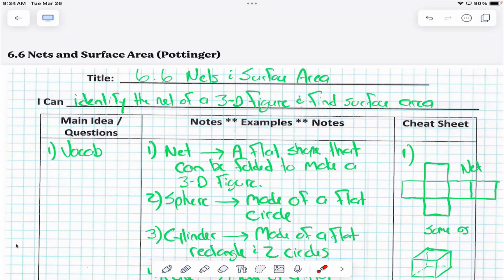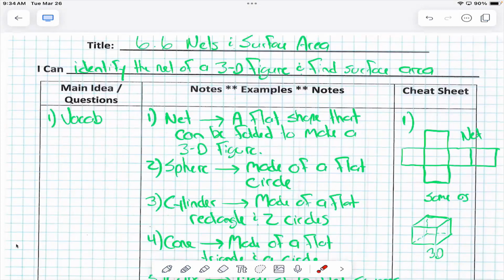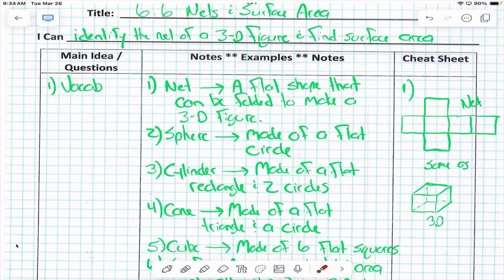For those of you that were gone yesterday, it would be really important that you listen to this part of the notes because we're going to talk about nets first. A net is a flat shape that can be what? Folded to make a 3D shape, right? Okay, so a flat shape that can be folded to make a 3D shape.